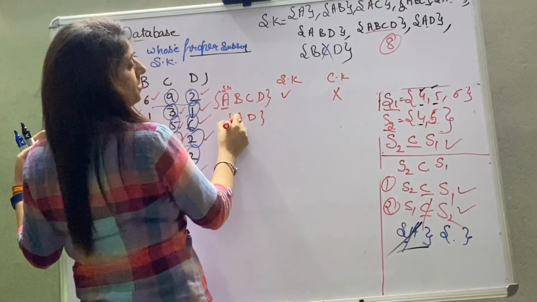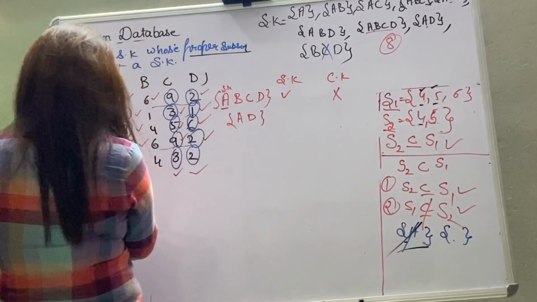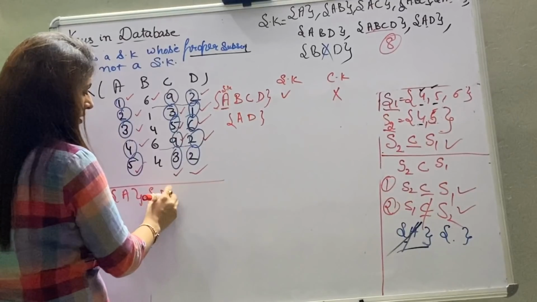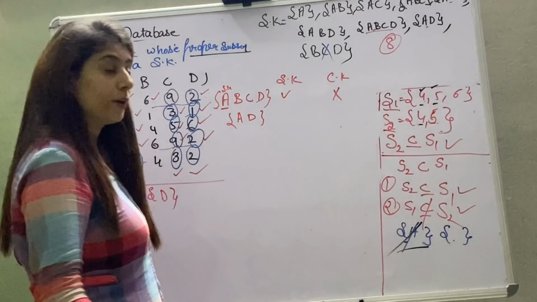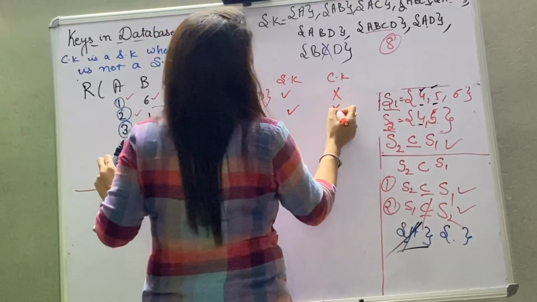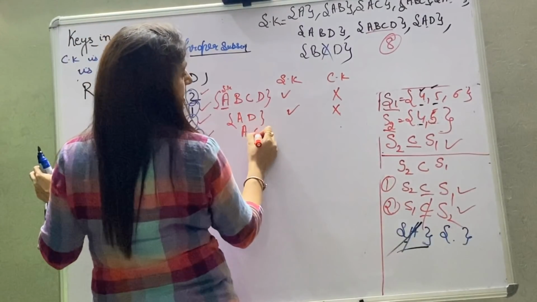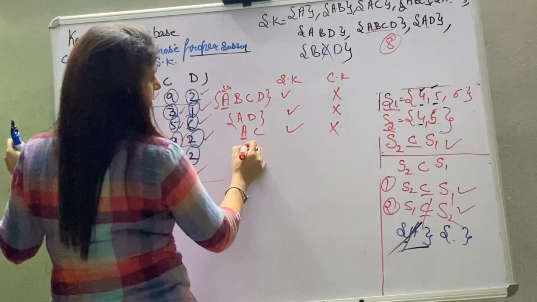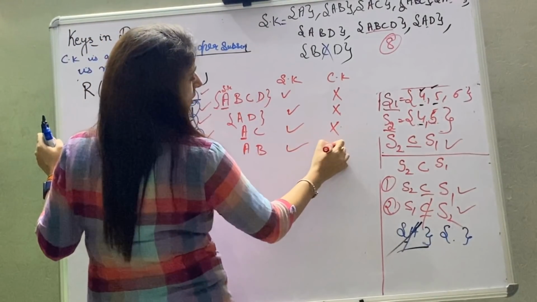Next is AD. Its subsets would be A and D. Here A is a super key, so it cannot be a candidate key. Next is AC, same here, it cannot be the candidate key because A is a super key. Same with AB.